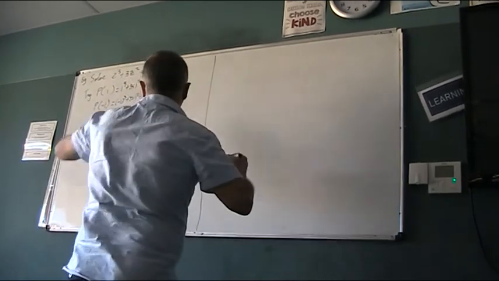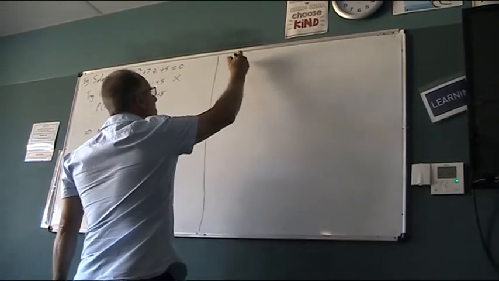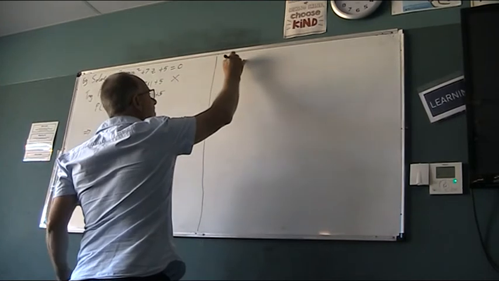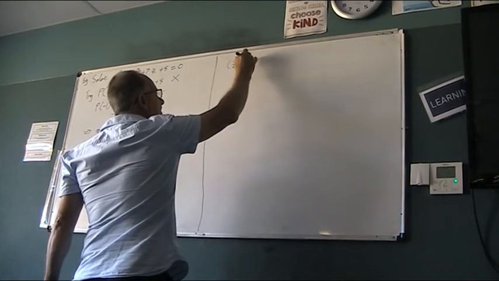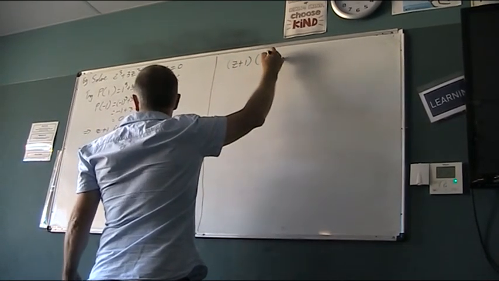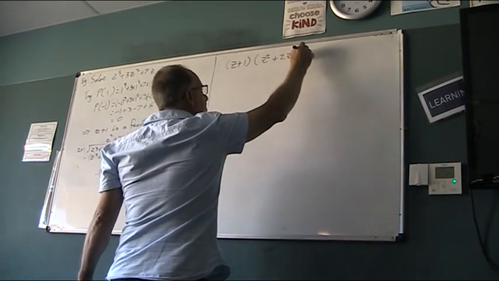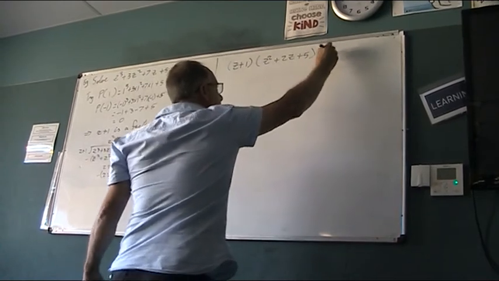So we're asked to solve that. So at the moment, this is what I'm down to. I know z plus 1 is a factor. The other bit is z squared plus 2z plus 5, and that equals 0.